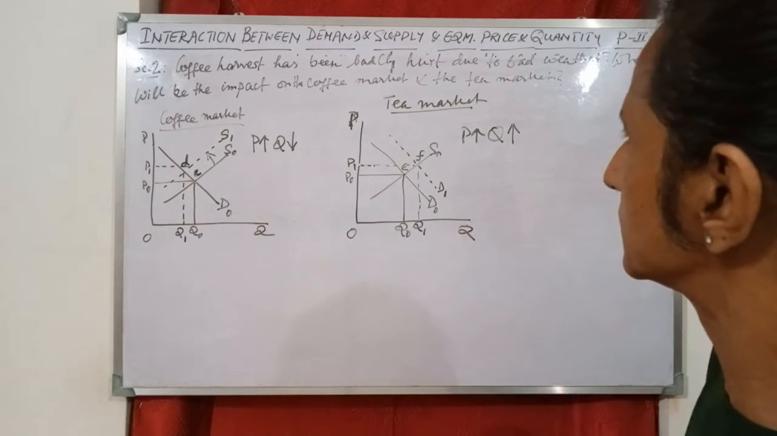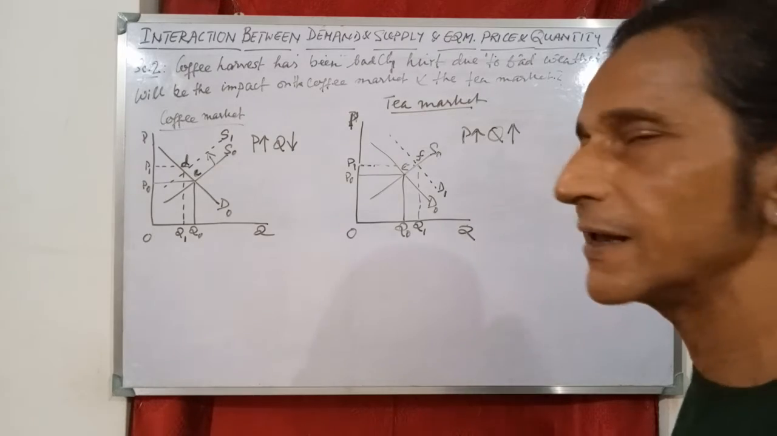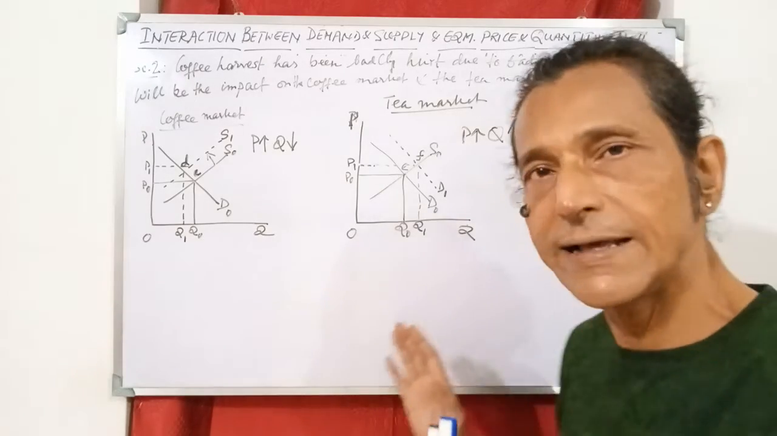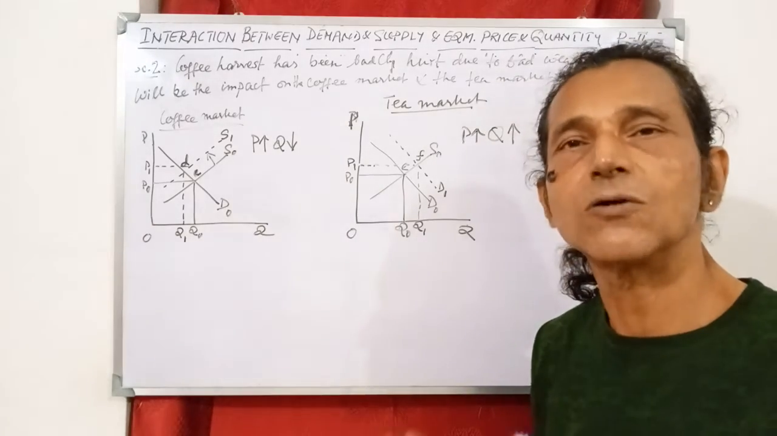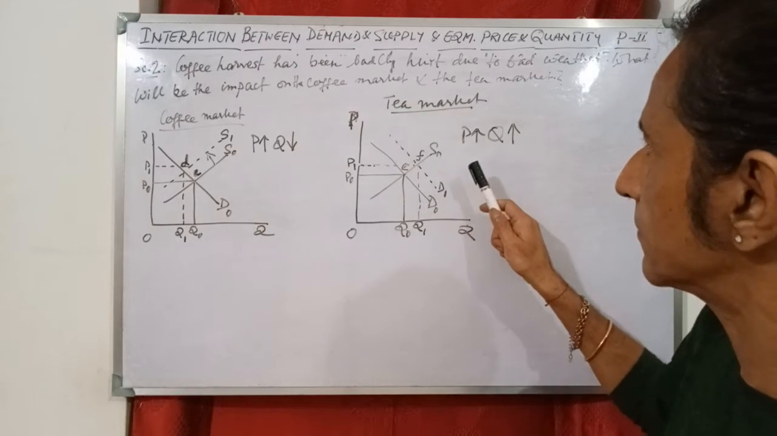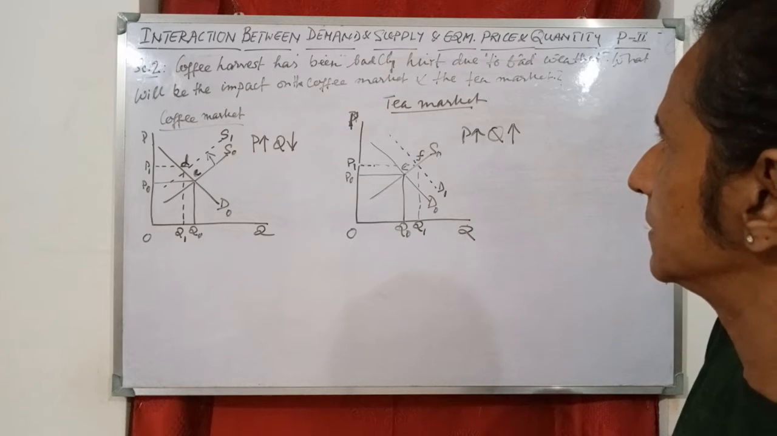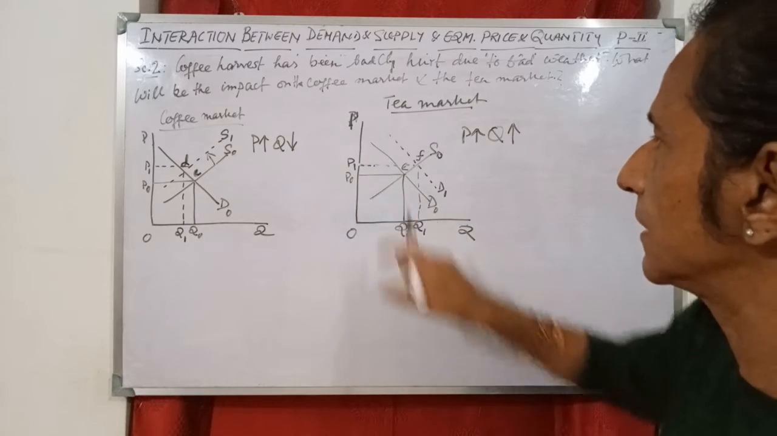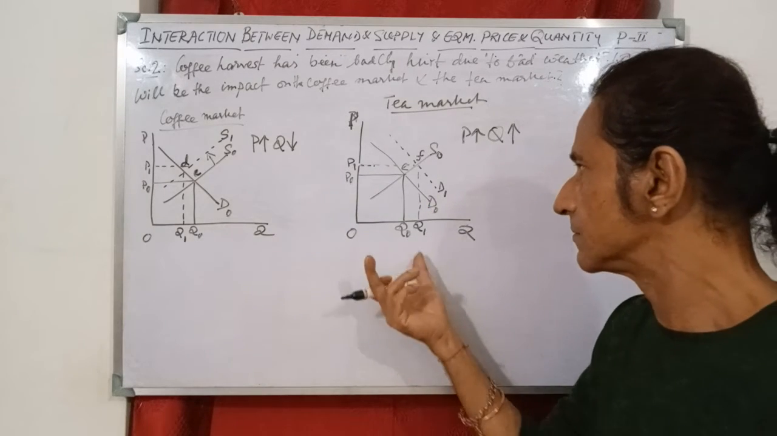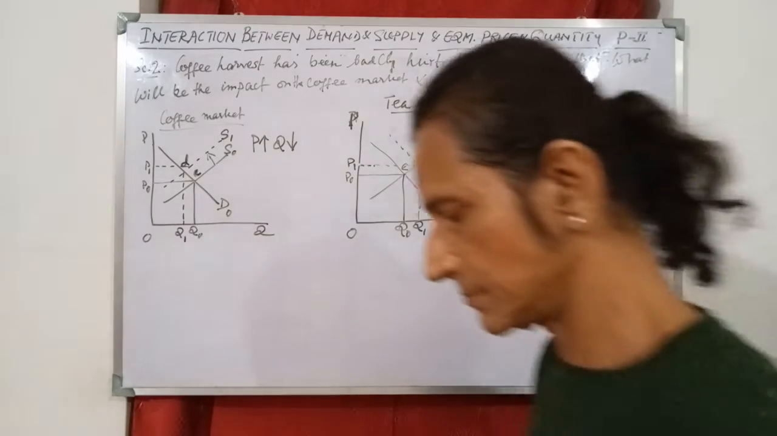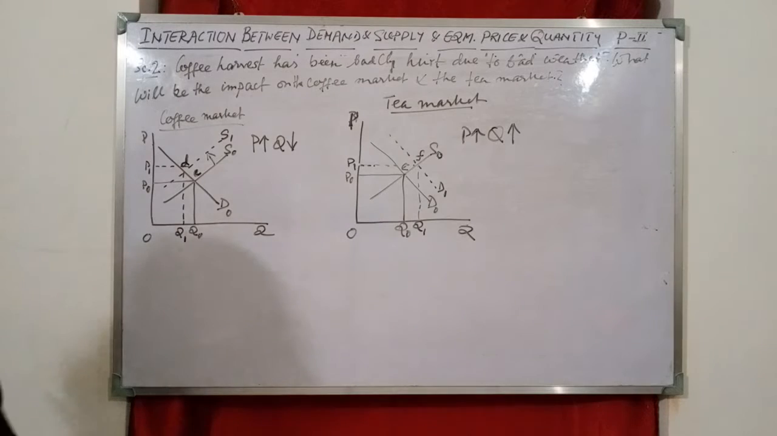So in the tea market, demand curve will shift parallelly rightward. There won't be any change in supply curve. The supply curve will remain at S sub 0 because supply side is not affected. So D sub 1 and S sub 0, the original supply curve, intersect at point F. So new equilibrium price is P sub 1 and new equilibrium quantity is Q sub 1. So the net impact is price and quantity both are increasing. This is all about case 2, that is scenario 2.